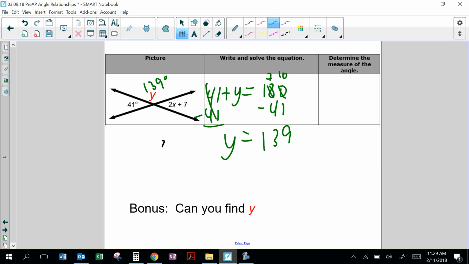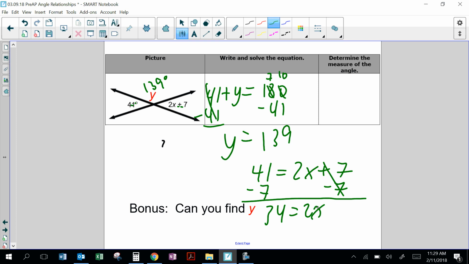And can you prove to me why this is equal to 41 degrees? Many ways. You could do 139 plus 2x plus 7 equals 180. Or you know that these two are acute angles and they're vertical, so you know they're equivalent. So 41 equals 2x plus 7. So subtract 7 from both sides. Cancel. 41 minus 7 is 34. 2x, divide by 2, cancel. X equals 17. And to check your work, 2 groups of 17 is 34 plus 7 is 41. And that proved to me why.